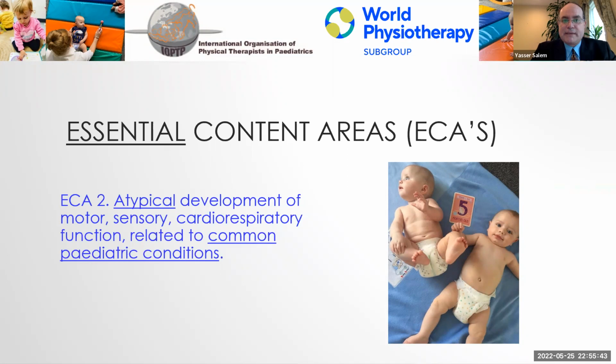I may come and say, wait, this is not consistent with the presentation of a child with spinal muscular atrophy, and I start the process of differential diagnosis here to confirm or really say, no, that's not the diagnosis for this child. So again, knowing atypical development will help us to identify those during examination, will help us to do differential diagnosis, will help us to confirm diagnosis.